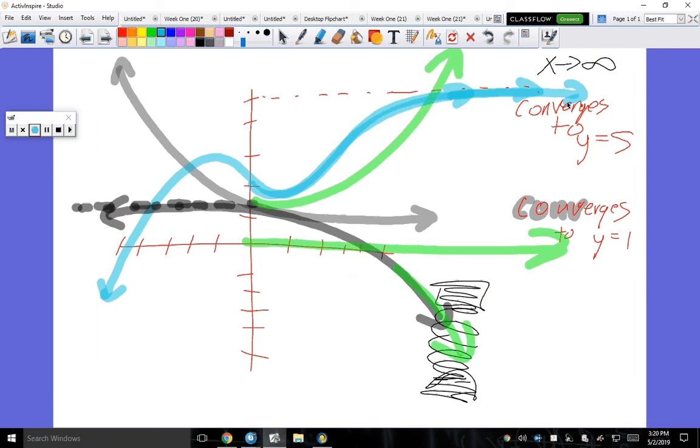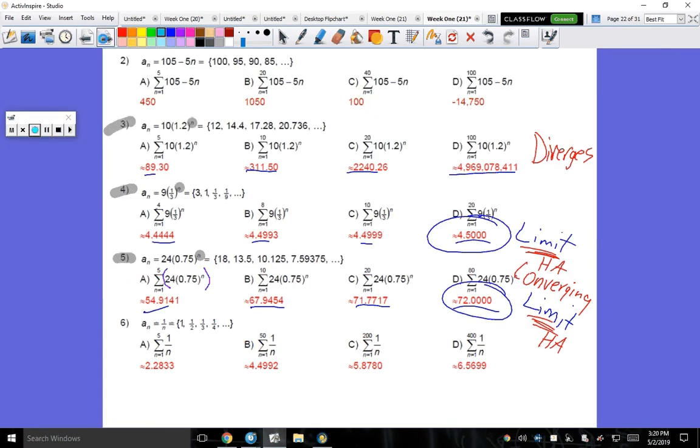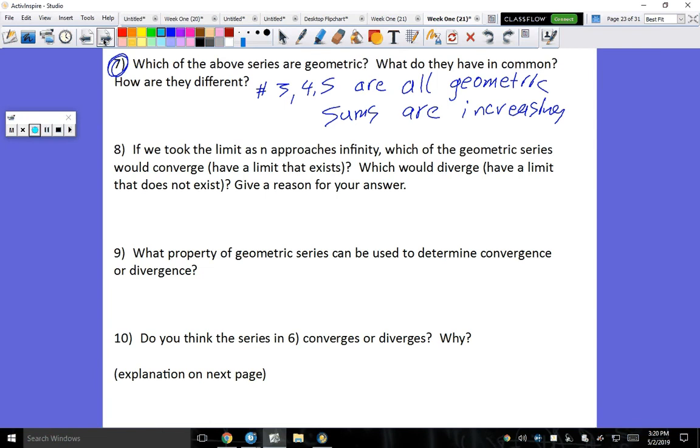Yes, it has to be with a limit to be converging. Okay? Alright, so let's go back now to where we were at. Number 8 says, if we look at the limit as n approaches infinity, which of the geometric series would converge, have a limit that exists, and which one would diverge, have a limit that does not exist?